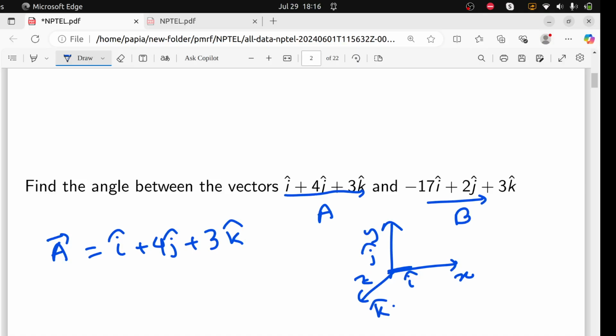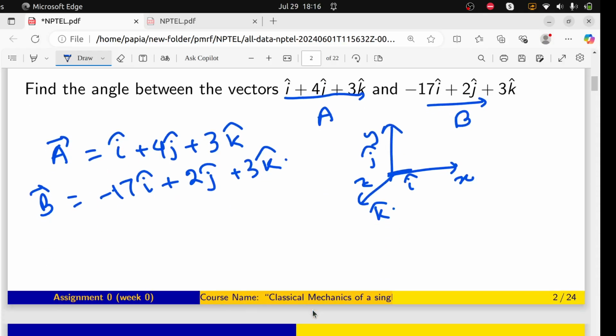These are very simple things, but for the very first time I am just going to tell them. So A cap is this one, and what is B cap? B is minus 17 i cap plus 2 j cap plus 3 k cap. Now they are asking what will be the angle between these two vectors.